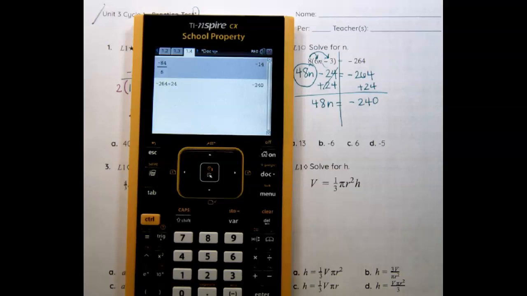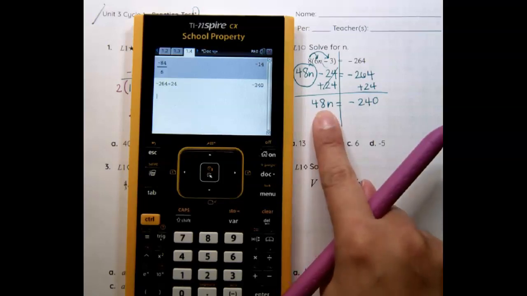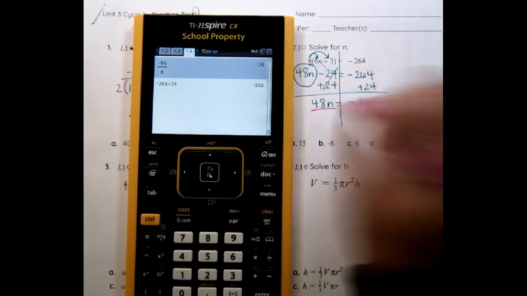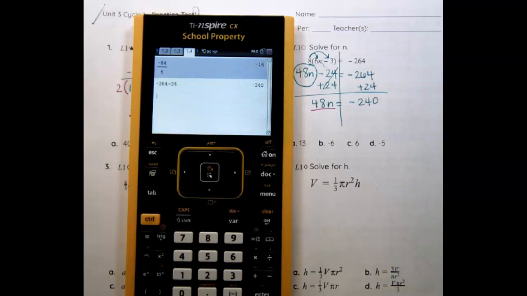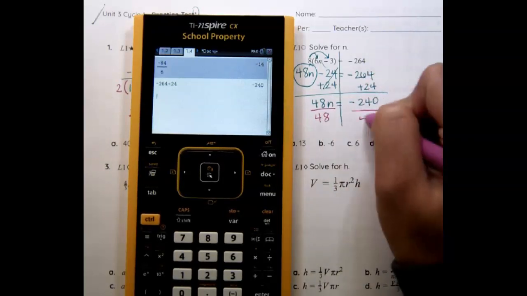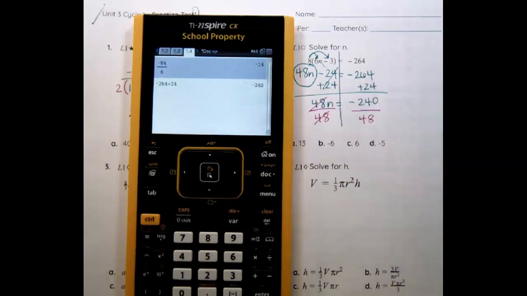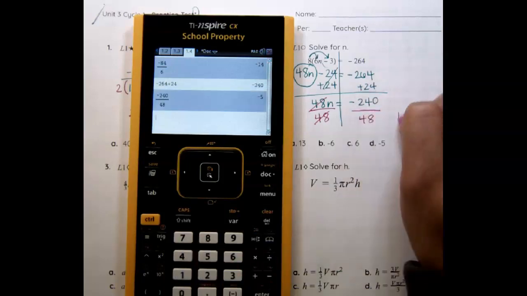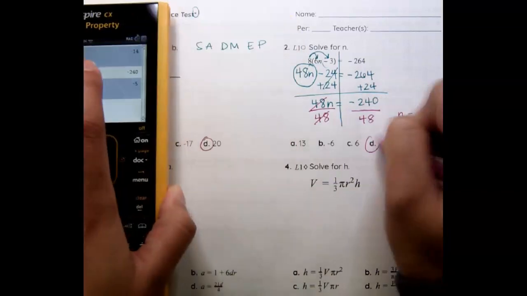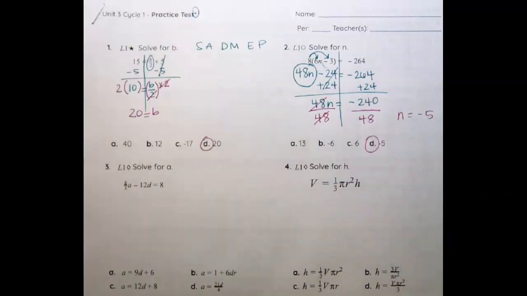All right, I don't have anything else that I can add or subtract here, but I have 48 and n. Those are being multiplied, so the opposite of multiplication is division. And I'm going to divide by the thing that I need to get rid of. I need to get rid of 48 to get n by itself. So I divide both sides by 48. Negative 240 divided by 48 means n equals negative 5. So the answer is D.